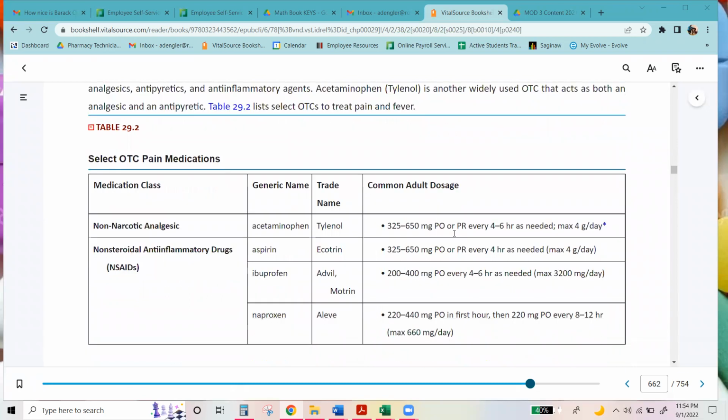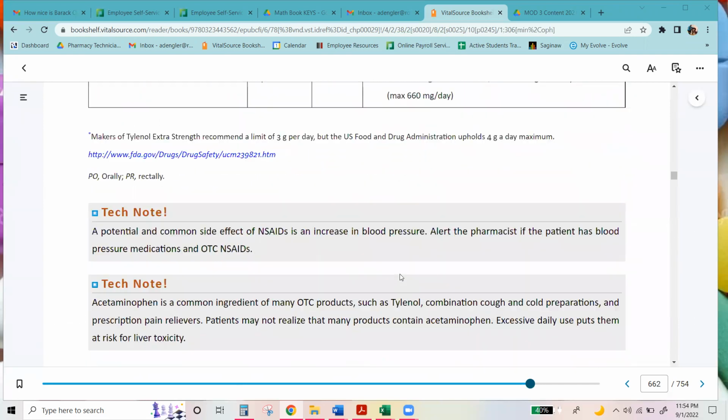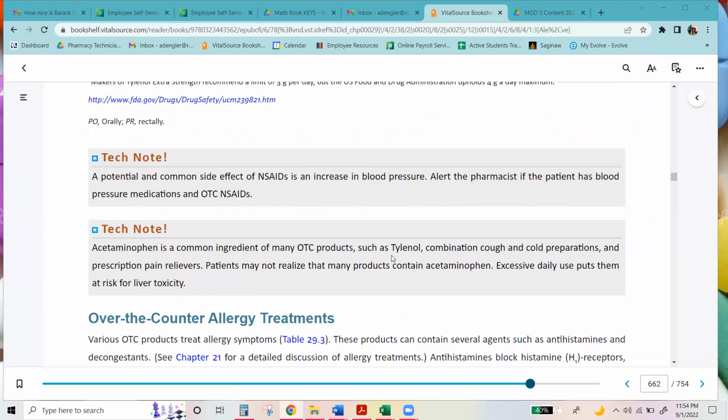This table is select OTC pain medication. So for non-narcotic, all of them are non-narcotics, but we have Tylenol for analgesics, and then for NSAIDs, non-steroidal anti-inflammatory drugs, we have aspirin, ibuprofen, and naproxen, which come in the brand names of Ecotrin, Advil, Motrin, and Aleve. A potential common side effect of NSAIDs is an increase in blood pressure. We should alert the pharmacist if the patient has blood pressure medications and OTC NSAIDs.